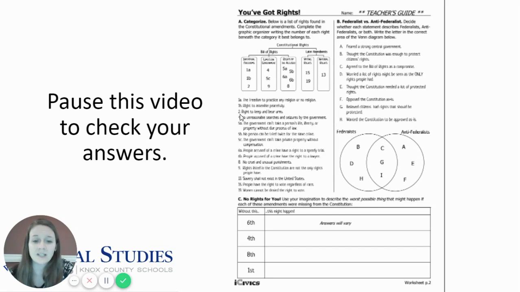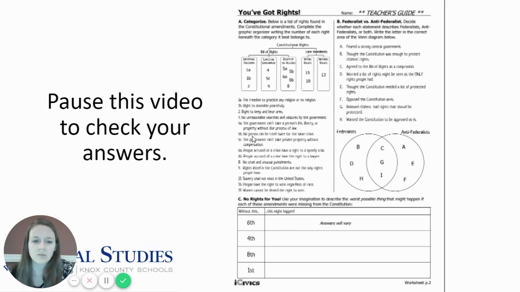Number 2 says the right to keep and bear arms, which is the Second Amendment, that's also going to go into the individual freedoms category. Number 4 says no unreasonable searches and seizures by the government. That's going to go into the limits on government category. 5A says no government can take a person's life, liberty, or property without due process of law. That is going to go under the rights of the accused category.